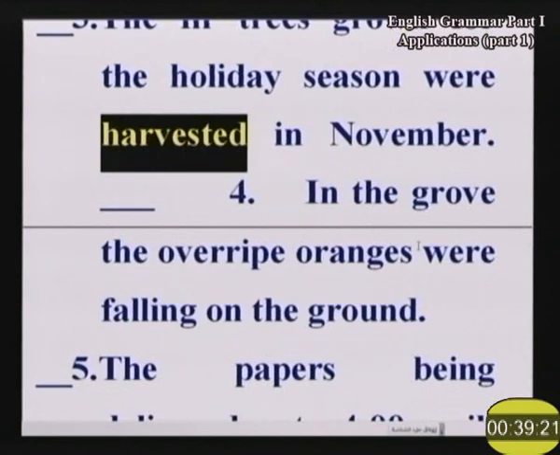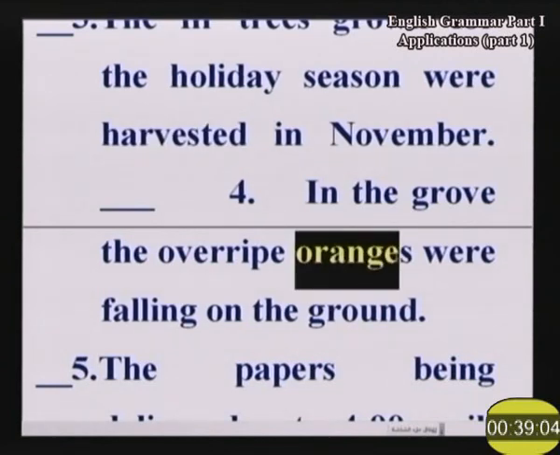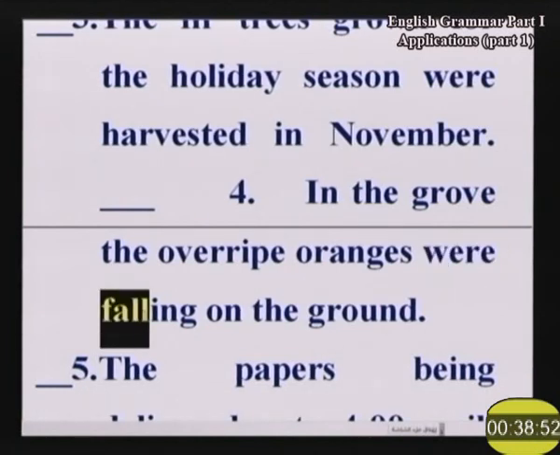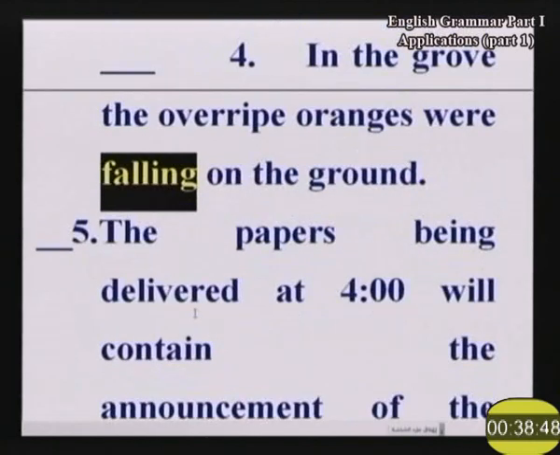In the grove، مش جزء أساسي من الجملة. Grove مش ممكن تبقى subject لأنها object of in. The overripe oranges، عندي كلمة oranges، أدي أول اسم أهو، that's the subject. Oranges were falling on the ground. Oranges subject. Were falling is the verb. Alright، oranges were falling ده أهم جزء في الجملة، subject and verb.